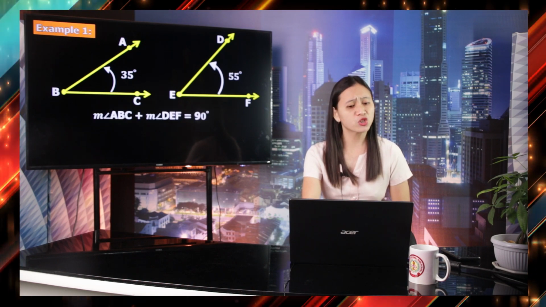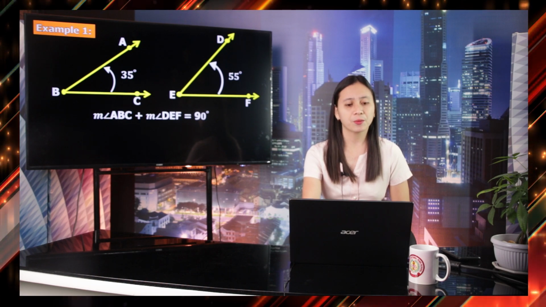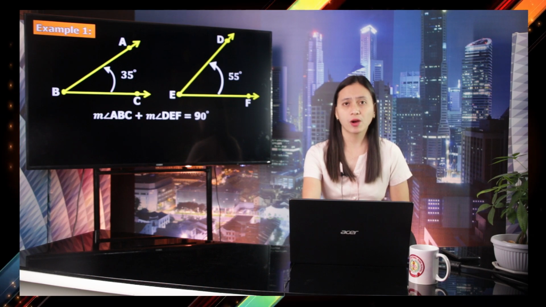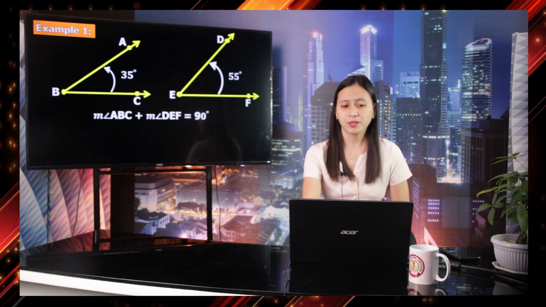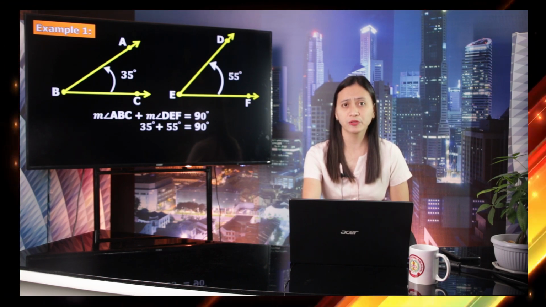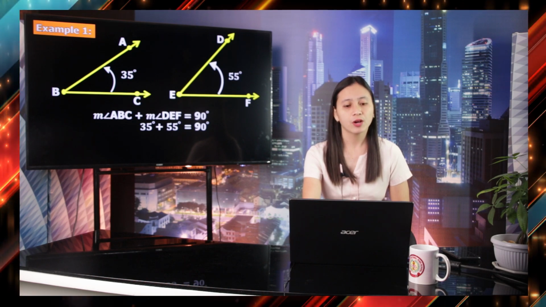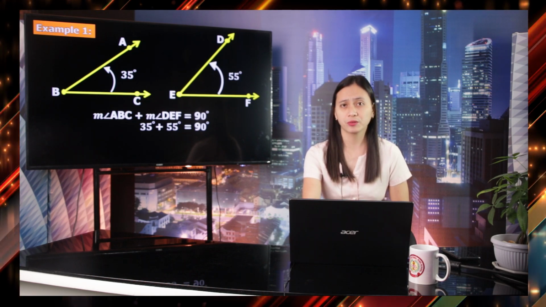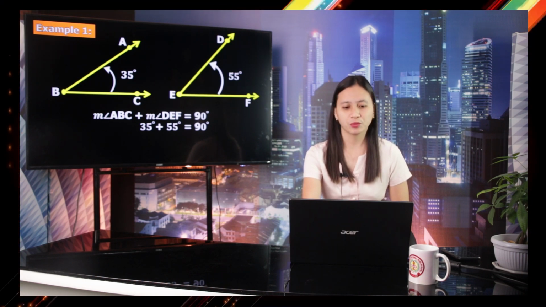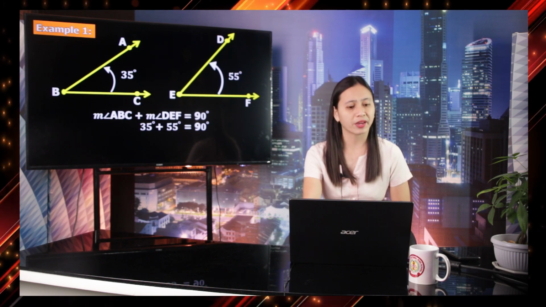Now, the measure of angle ABC plus the measure of angle DEF equals 90 degrees because, again, the measure of angle ABC is 35 degrees plus the measure of angle DEF, which is 55 degrees, so that is equal to 90 degrees. Now notice that we have a small letter m there.